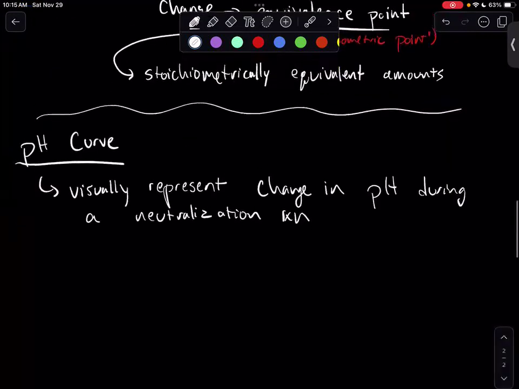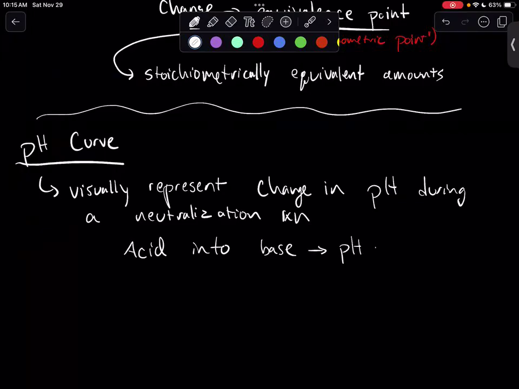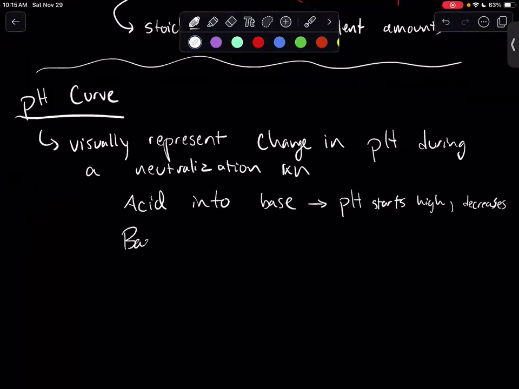If we are adding acid into base, pH starts high, then decreases, which is kind of obvious because our pH is high in the base, and as we add the acid, it will neutralize that, bringing the pH down. If we're adding base into acid, it's the exact opposite. pH starts low and then increases.